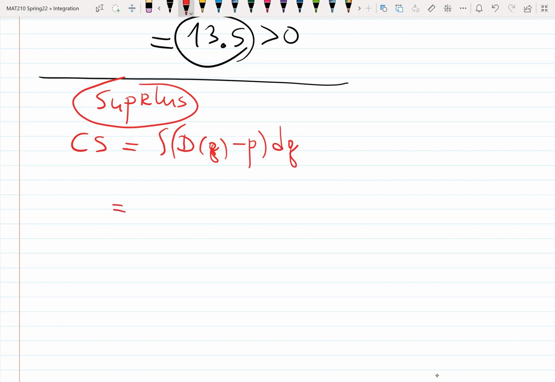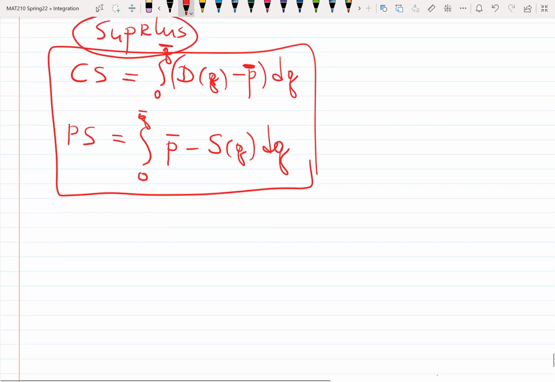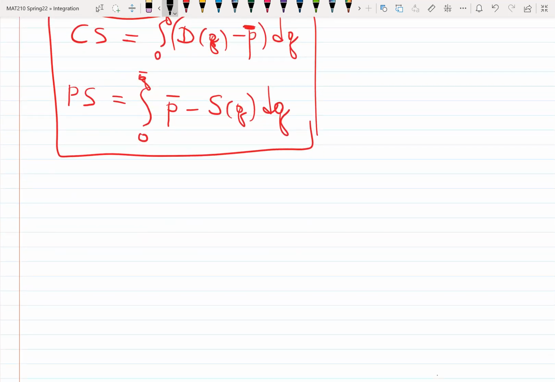I don't know, you choose how you memorize. And it's from 0 to Q bar and P bar. And then PS starts with P minus the function. P bar again. P bar minus the function. And this function now is the supply equation. dQ from 0 to Q bar. So boom. This is an exam question already, because it's a new thing we have to cover.